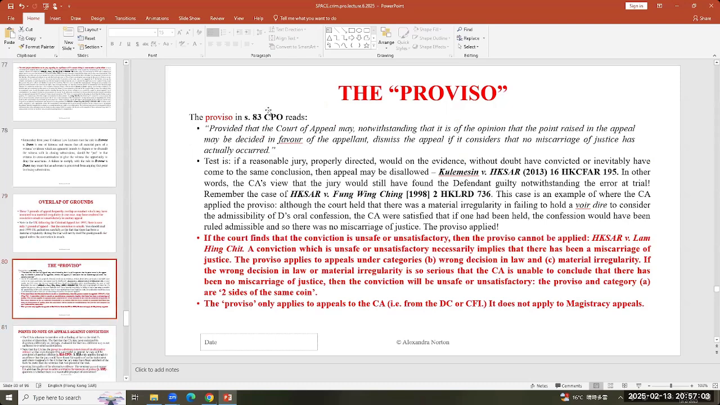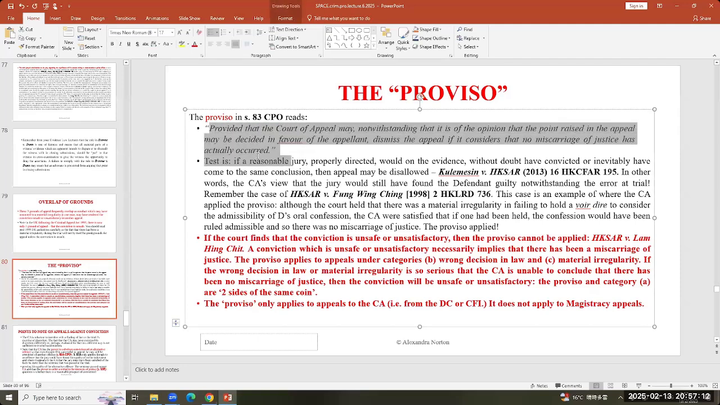So what do we mean by the proviso? When you have looked at the grounds of appeal in section 83, the next paragraph goes on to say, provided that the Court of Appeal may, notwithstanding that it's of the opinion that the point raised in the appeal may be decided in favor of the appellant, dismiss the appeal if it considers there has been no miscarriage of justice. So too bad, so sad. You technically have good grounds of appeal, but we are satisfied, no miscarriage of justice.